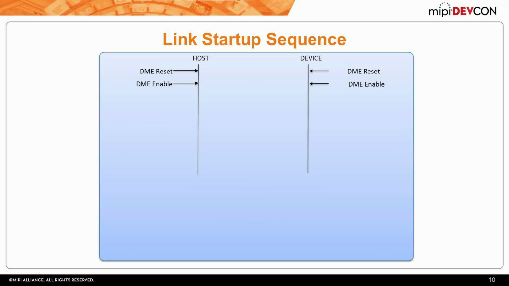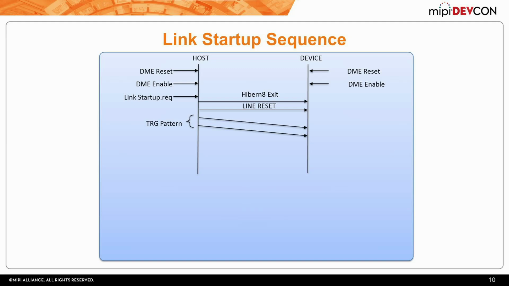So let's look into the link startup sequence, single link startup sequence. For you to achieve a successful link startup sequence, you have to start from an enable state in both ends. When you want to do the link startup sequence, you do a link startup request that will make your TX lines on your MIPI exit the Hibernate state, and it will issue a line reset. And then we'll start the trigger pattern exchange. And that will be seen by the device side as a link startup indication.